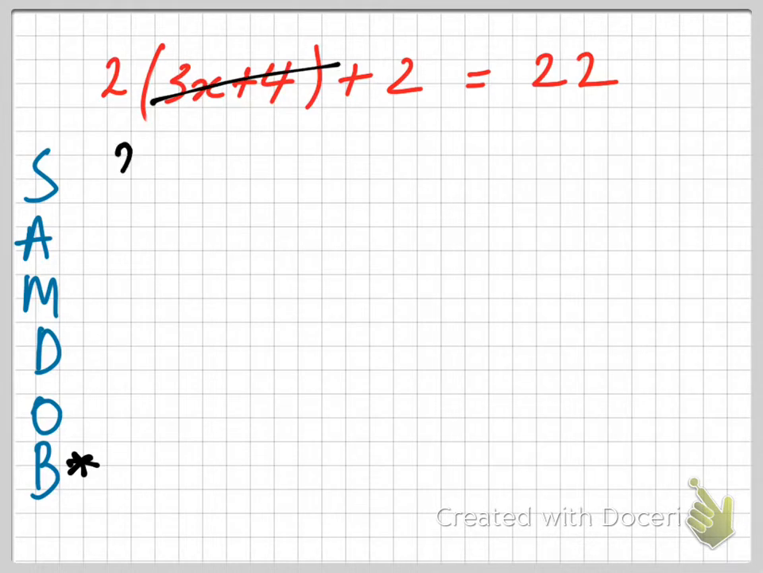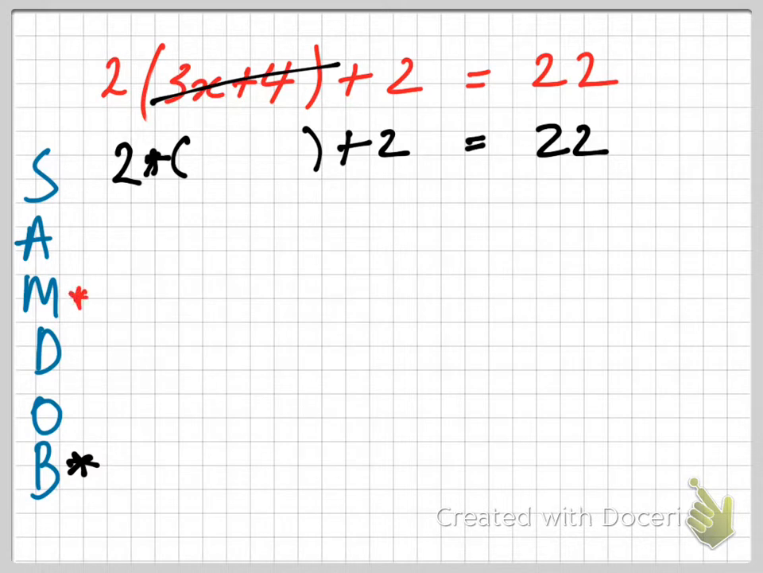So pretty much we have 2 times the bracket plus 2 is equal to 22. Now, what comes first? We have multiplication, we have addition. That's all we have. So what comes first? Addition or multiplication? Well, addition is on top, so we try to mathematically get rid of this first. Okay, so what do we do here? We minus 2 on both sides, and therefore that will be eliminated.